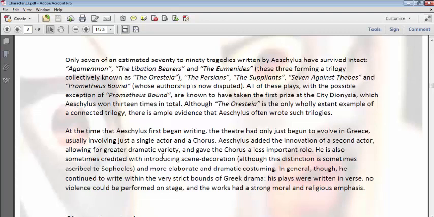Just also very quickly on the context, the play Agamemnon is part of a trilogy called the Oresteia. The trilogy starts off with Agamemnon, then the Libation Bearers, and the Eumenides, and it actually finishes on a positive note, because it starts off with the death of Agamemnon and then follows on from there. Eventually justice seems to be carried out for the death of Agamemnon.